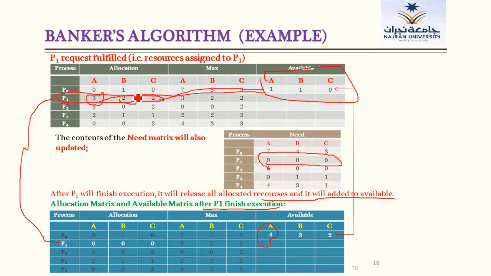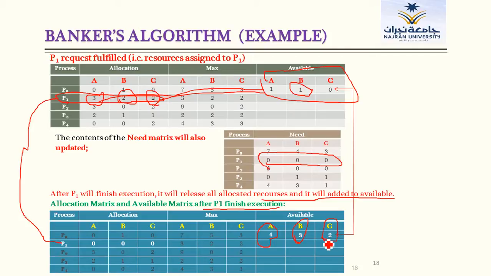When he releases 2 instances of B, they will be added to B. So it will be 2 plus 1, now available we have 3 for B. Then for C, in the same way, he will release resource type C, 2 instances, and they will be added to C in the available matrix. Now it will become 2. So this is the state when P1 finishes execution. So successfully we have executed P1 and we have seen there is no problem, there is no deadlock.